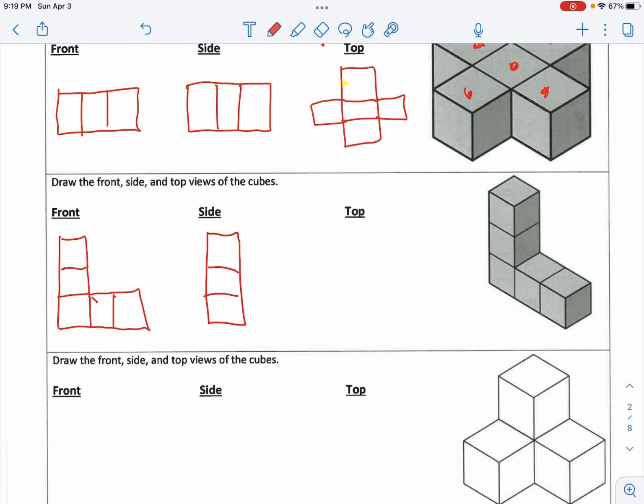Okay. And then my top view, I'm going to see this one, and this one. And so that would look like that.